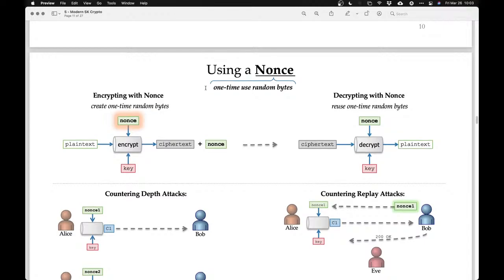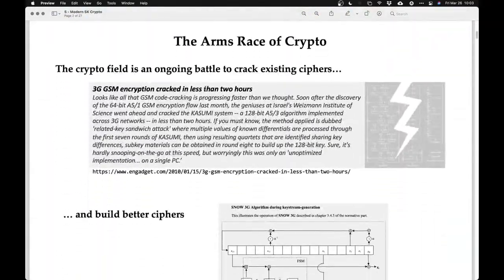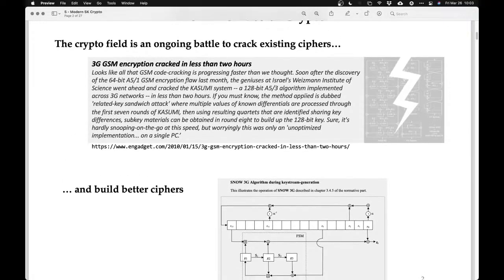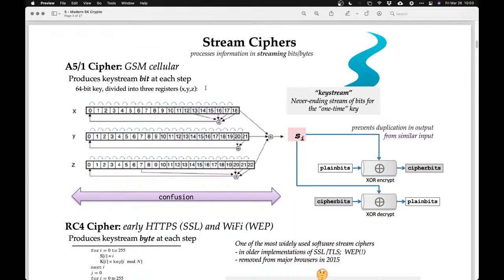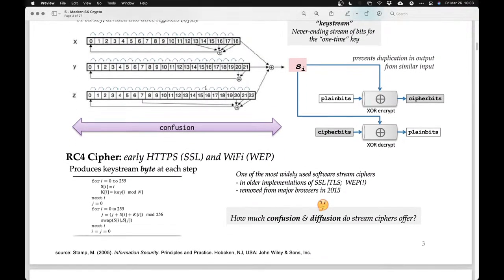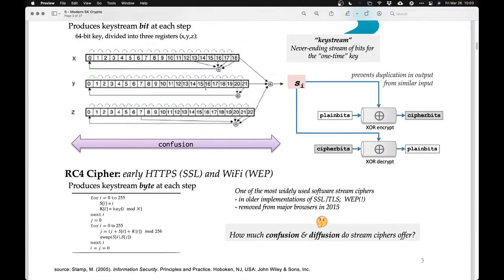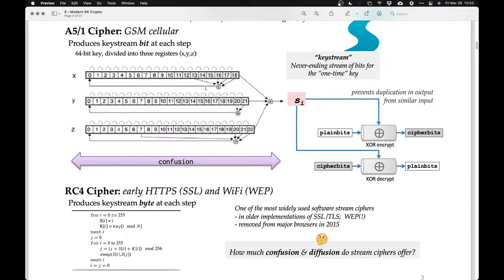So this is the idea behind using a nonce. Just to quickly review what we've done so far, we talked about the arms race of cryptography. We talked about stream ciphers that are producing the key a bit at a time. But the problem with stream ciphers is every bit I encrypt and send corresponds to the plain bit in the beginning. So my plain bits and my cryptographic bits are in the same sequence.